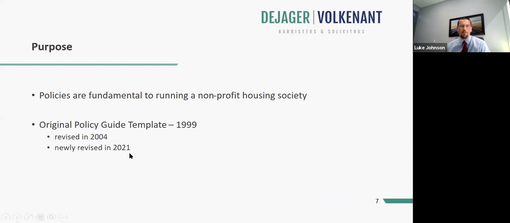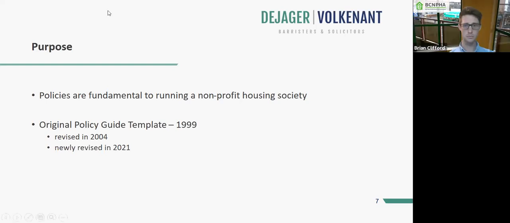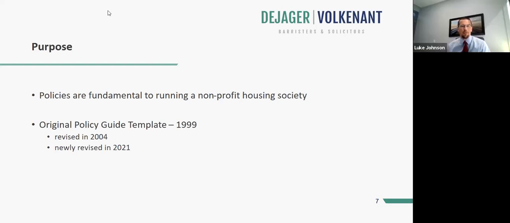And so the objective of setting up policies like this is to create a level playing field, consistency in terms of decision making, consistency in terms of tenant expectations, board expectations, volunteer expectations, so that people can know in advance what the requirements are, how they can comply, what the consequences are if they don't comply.